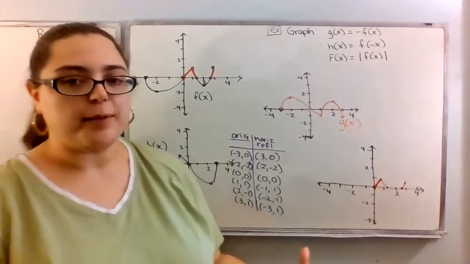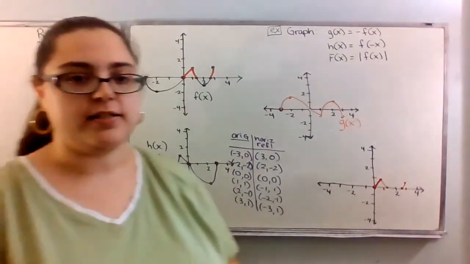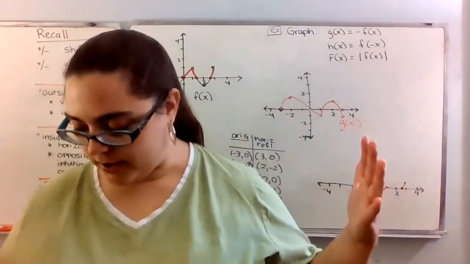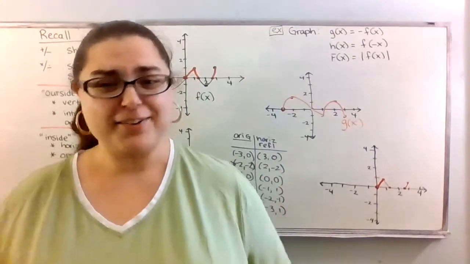So when we're graphing the absolute value of a function, I just got to notice that my battery's dying. So I'm going to run off screen for a second. I don't know where it was.